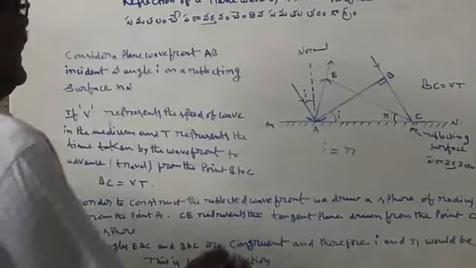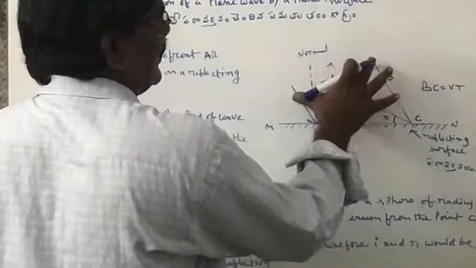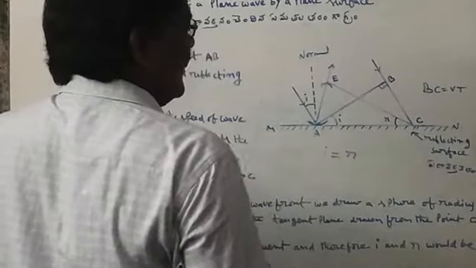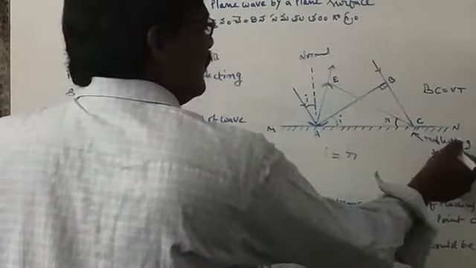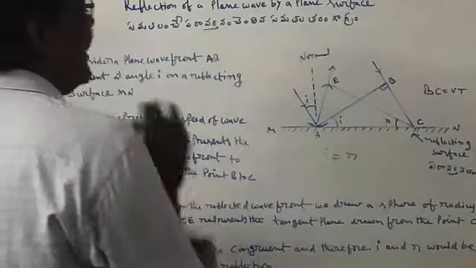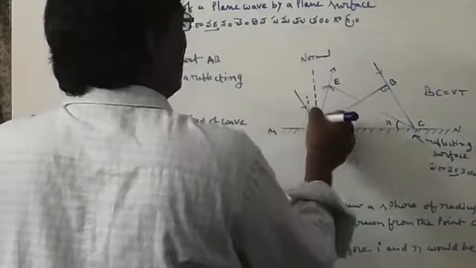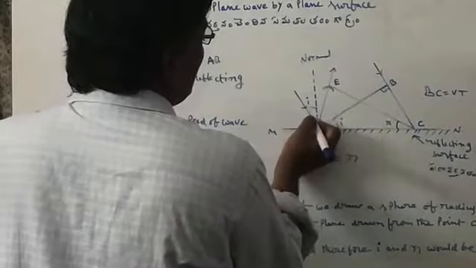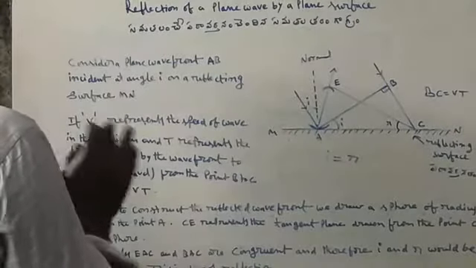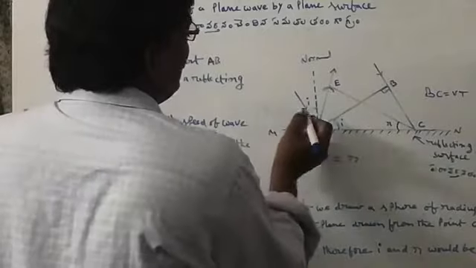Once again, consider a plane wavefront AB incident on the plane surface, that is a plane reflecting surface, same plane mirror, with an angle of incidence I. This is the normal. This is the incident ray. The angle between the incident ray and the normal is called the angle of incidence.